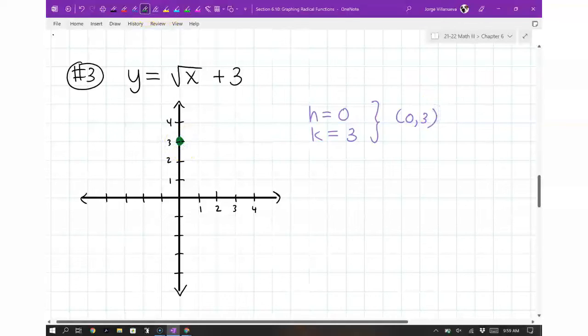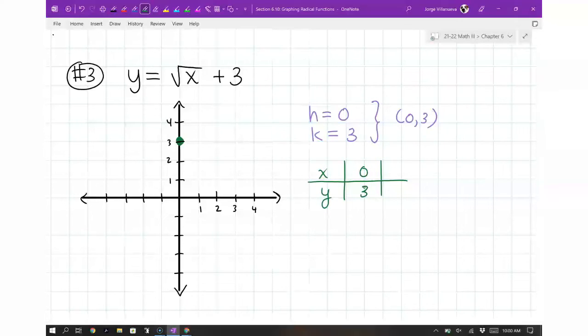Okay? So I'm going to make a little table because I got to do a couple of points here. 0, 3. That's one of them. What X value should I pick next? Remember, you want to go to the right of that point that's there.